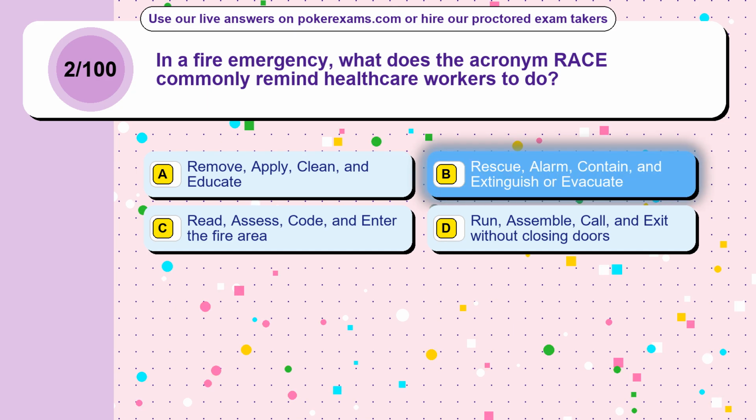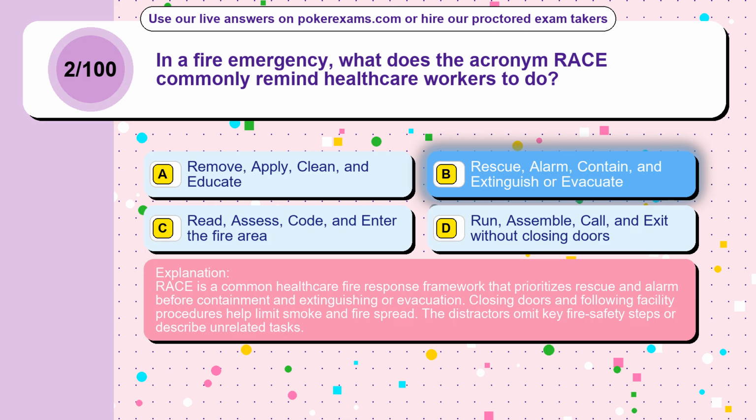The correct answer is option B. Rescue, alarm, contain, and extinguish or evacuate. RACE is a common healthcare fire response framework that prioritizes rescue and alarm before containment and extinguishing or evacuation. Closing doors and following facility procedures help limit smoke and fire spread. The distractors omit key fire safety steps or describe unrelated tasks.